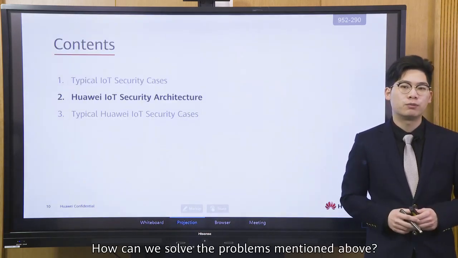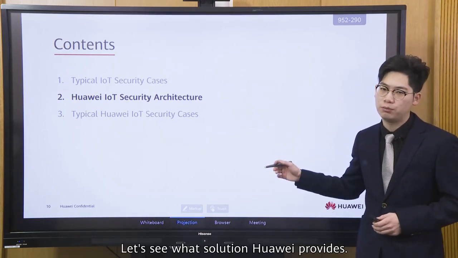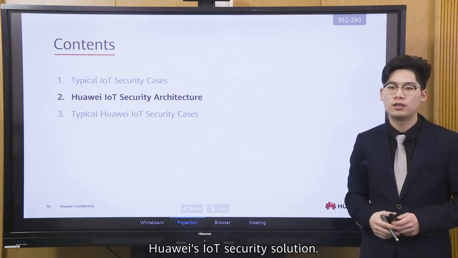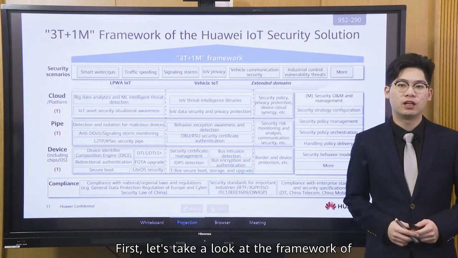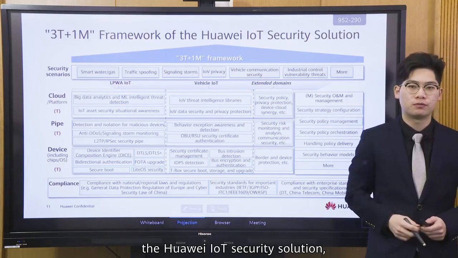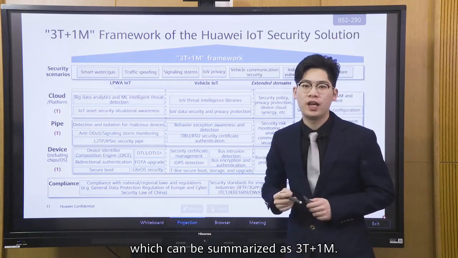How can we solve the problems mentioned above? Let's see what solution Huawei provides. I will introduce the overall architecture of Huawei's IoT security solution. First, let's take a look at the framework of the Huawei IoT security solution, which can be summarized as 3T plus 1M.